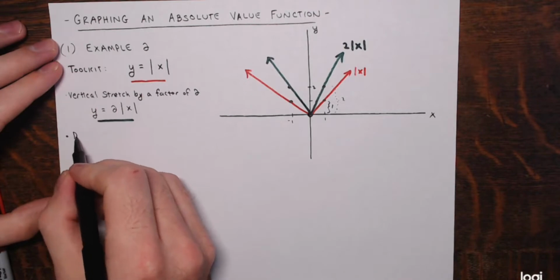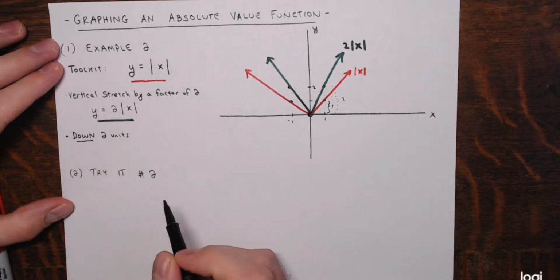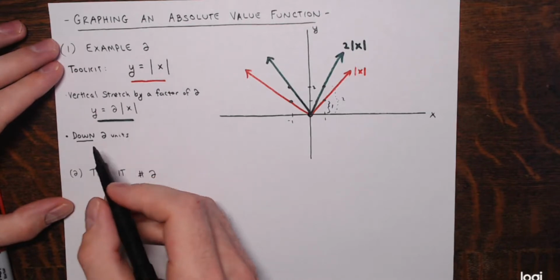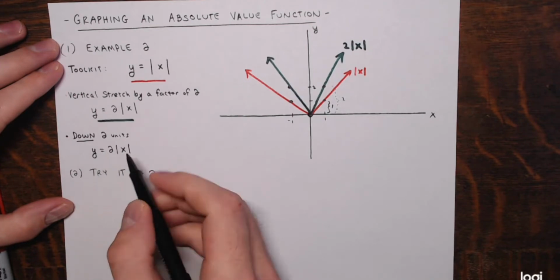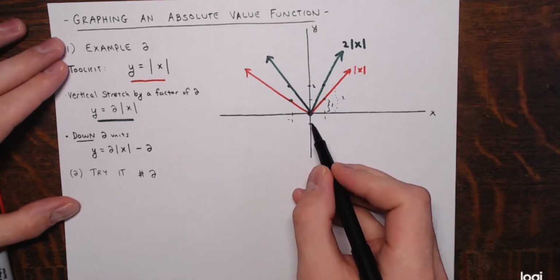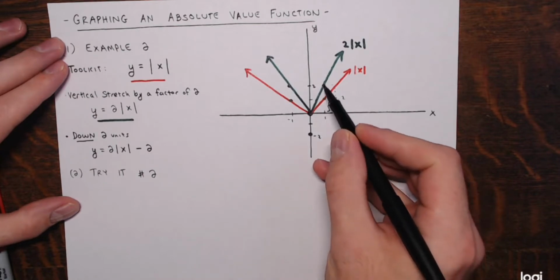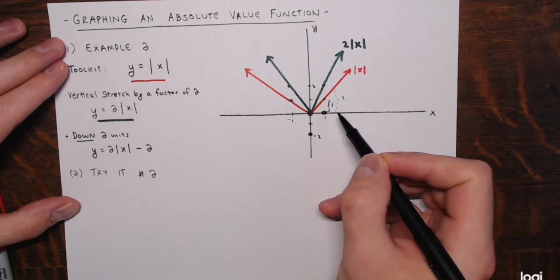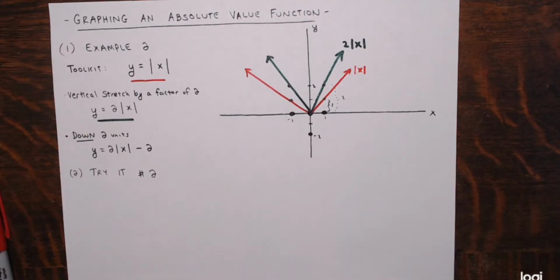So shift down 2 units. And that's simple enough. You take your previous rule, leave it the way it is, and just subtract 2 on the outside. That will move the graph down 2 units. So instead of (0, 0), you'll be at (0, -2). Then this (1, 2) moves down to (1, 0), and (-1, 2) moves down 2 to (-1, 0). We basically get the same graph as that green graph, 2 times the absolute value of x, just moved down 2 units.